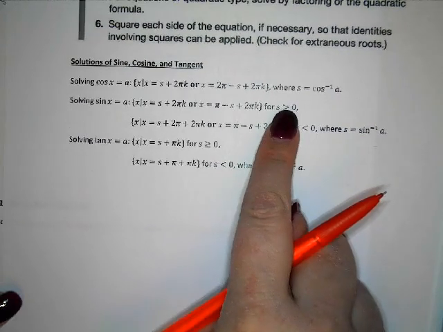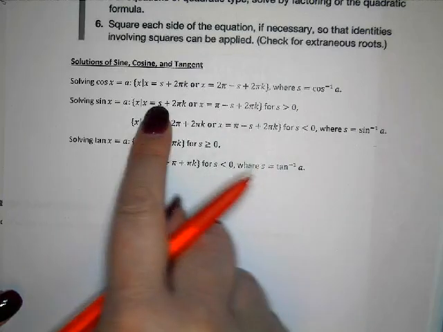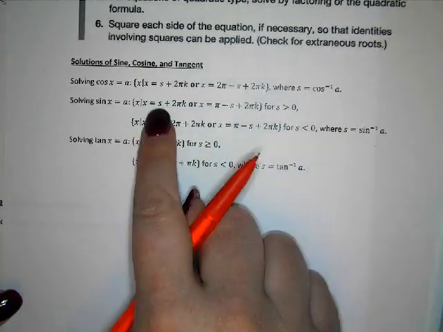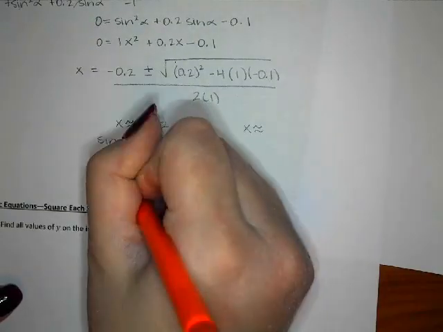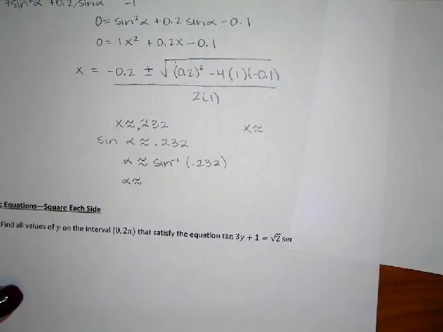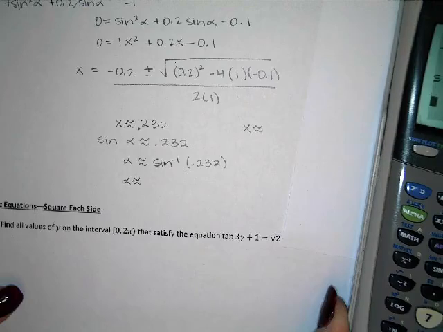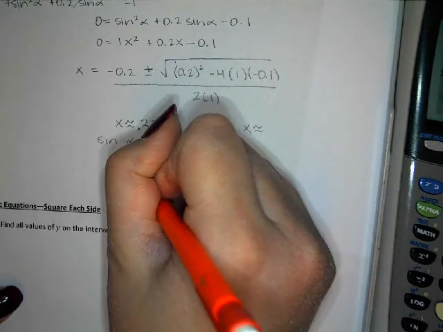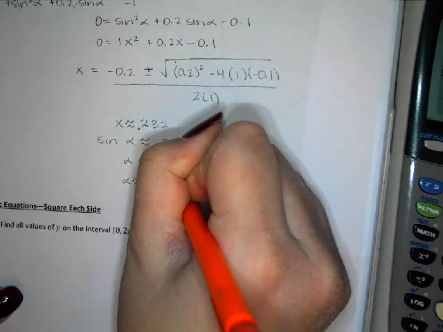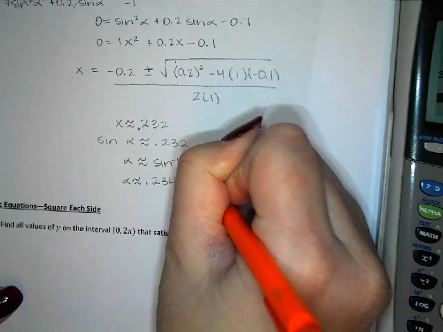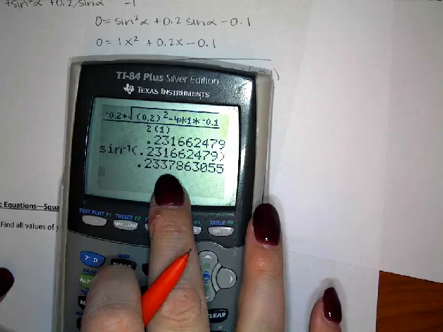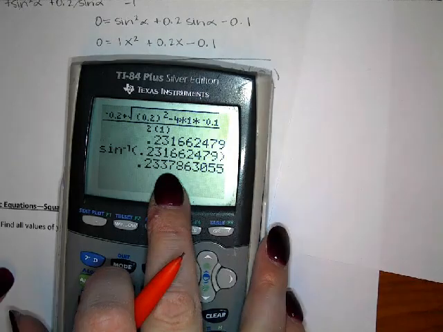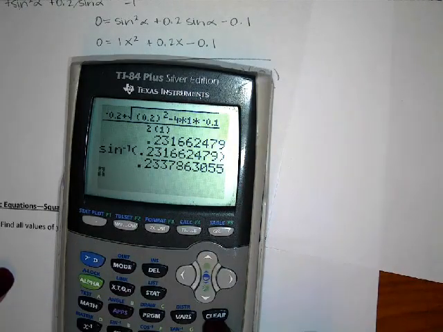So s plus 2 pi k. So alpha is the value I just got on my calculator, 0.234 plus 2 pi k. And then for the second answer, it is pi minus this value, 2.908.